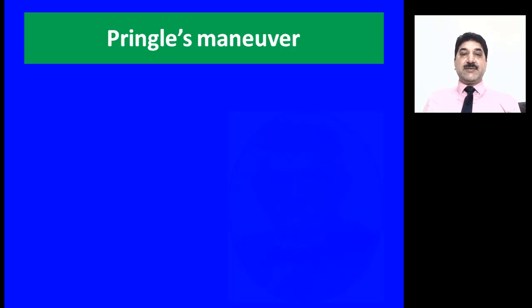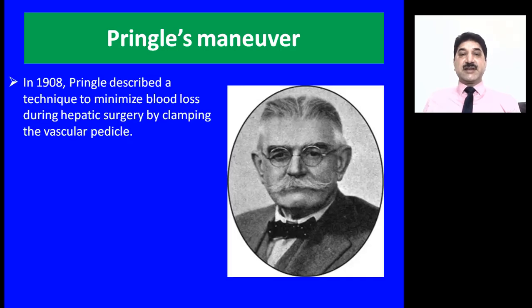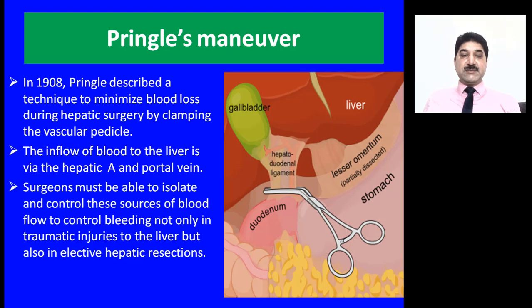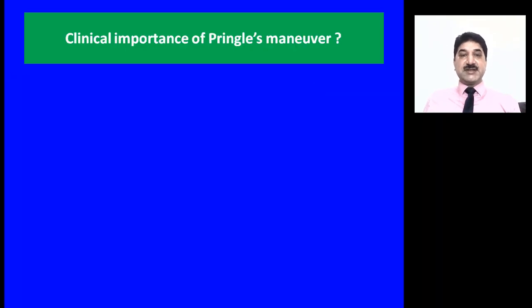Now, what is Pringle's maneuver? In 1908, Pringle described a technique to minimize blood loss during hepatic surgery by clamping the vascular pedicle. As you know, liver is supplied by hepatic artery and portal vein. Surgeons must be able to isolate and control these sources of blood flow to control bleeding not only in traumatic injuries to liver but also in elective hepatic resections.